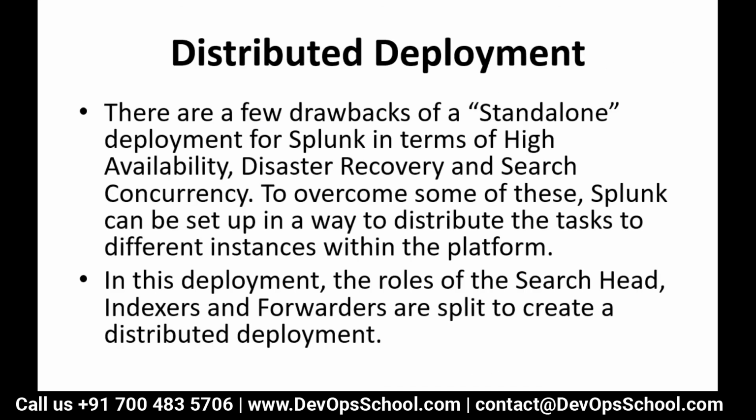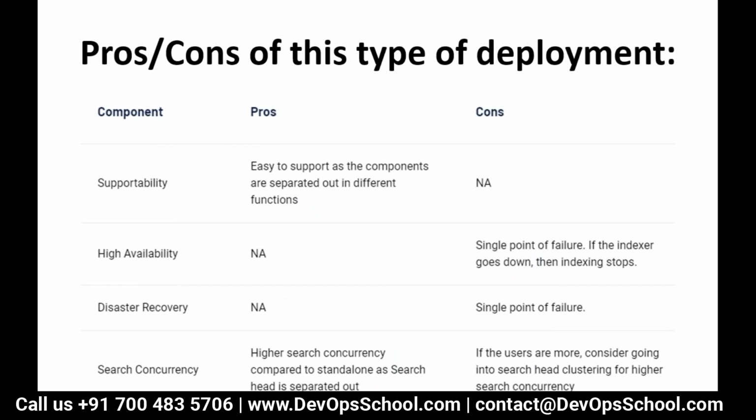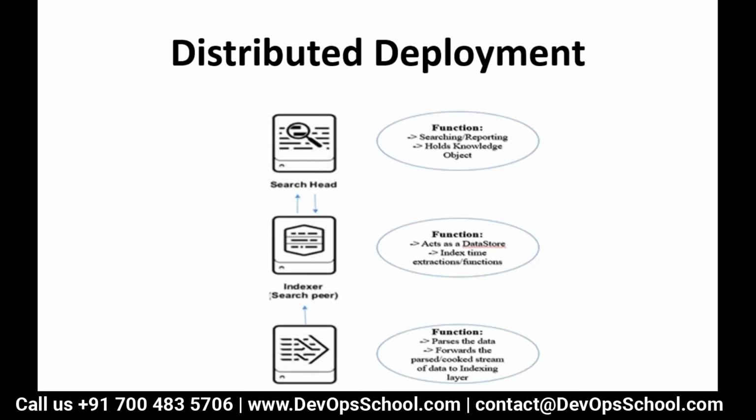Now, when you set up a distributed deployment, there are a few drawbacks of the standalone deployment, so for that we have to come up with the distributed deployment. If you look at these functions, the forwarder sends to the indexer, which is searched by the search head. There are some pros and cons for this. Look at this: in this model you have one indexer, multiple forwarders, and a search head.